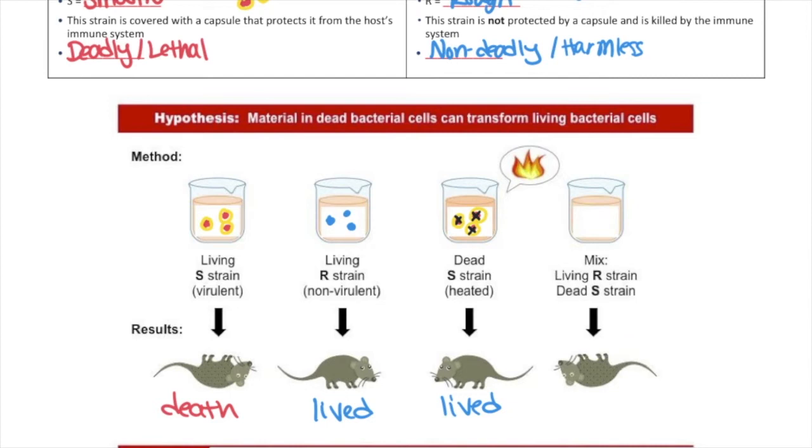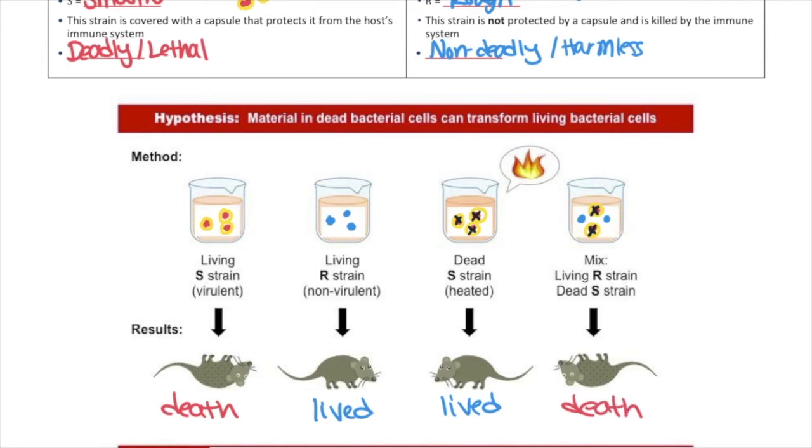Now, what was really fascinating is when he took this living R strain, the non-deadly strain, and mixed it with the heat-treated S strain. Again, these by themselves are not deadly. What's interesting is when you mix those together in a culture, so I'm going to draw both of them in this culture, even though both of them on their own are non-deadly, it caused death. So Frederick Griffith was puzzled.